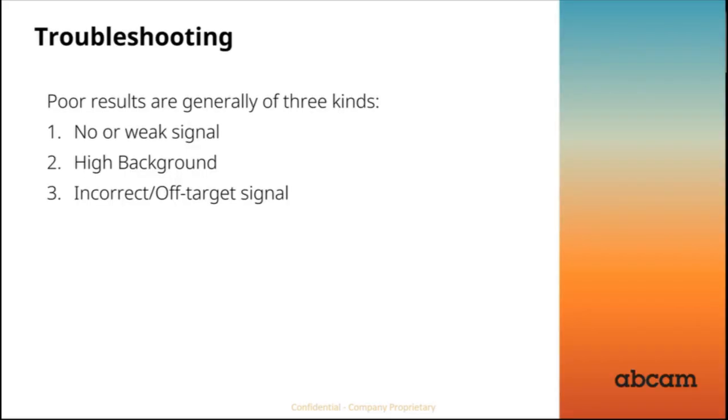The three most common issues that researchers typically face are, first, no or weak signal; second, high background staining; and last but not least, incorrect or off-target signal. For example, you are observing the staining of the membrane when you are expecting nuclear staining. For this part, the troubleshooting tips would be more for the traditional manual IHC method, but they can also be applied to multiplex staining. So let's take a look at these issues one by one.